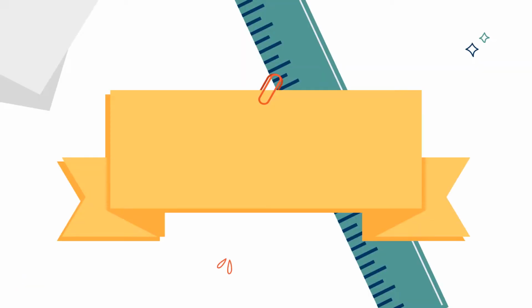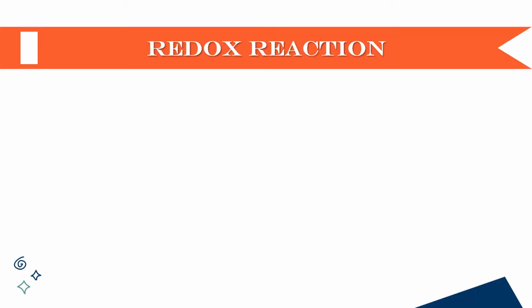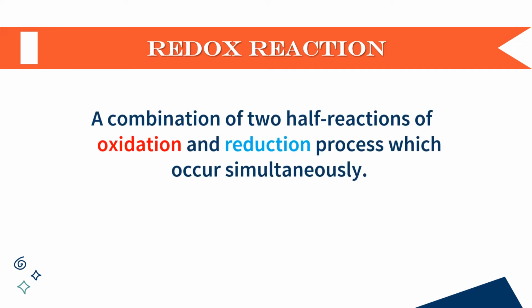To study how we can get electric from a chemical reaction, we're going to look at the redox reaction. Redox reaction, we already learned this in the first chapter of semester 1. So let's take a look at the definition of redox reaction. It's a combination of two half reactions of oxidation and reduction process which occur simultaneously.